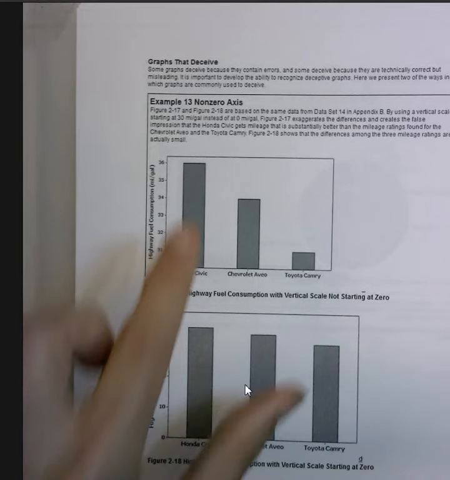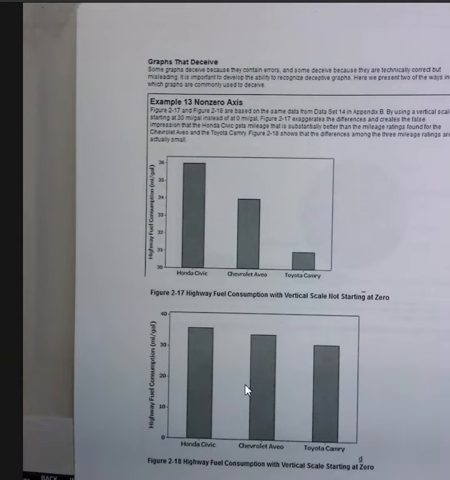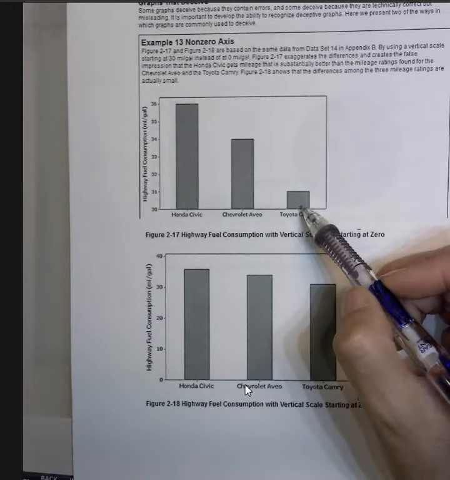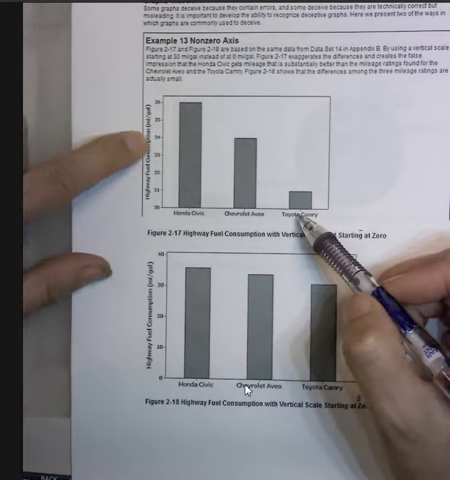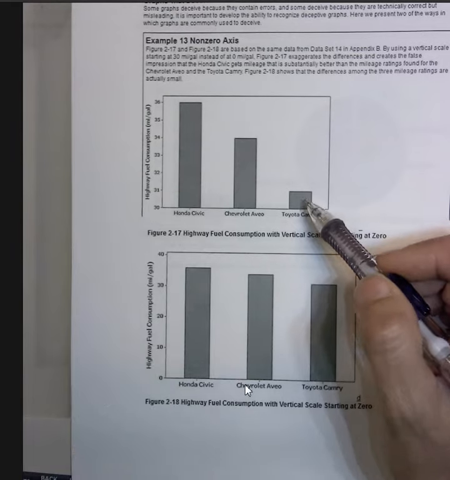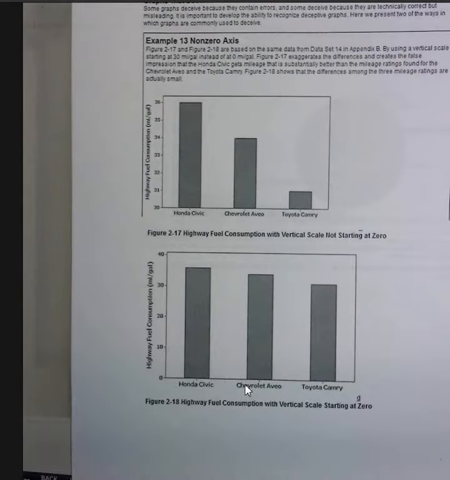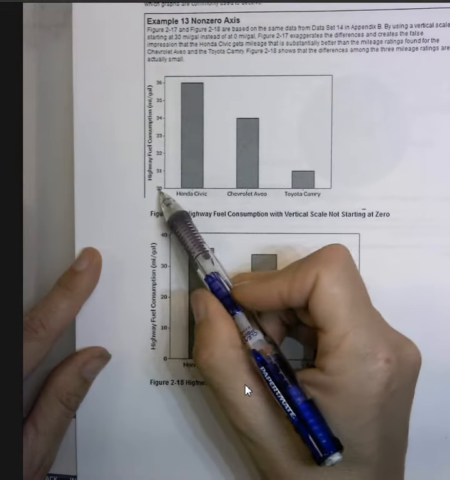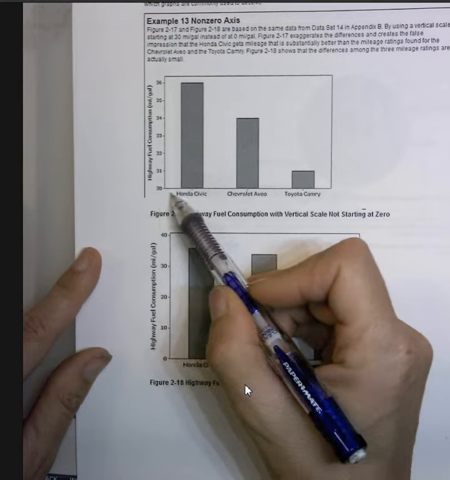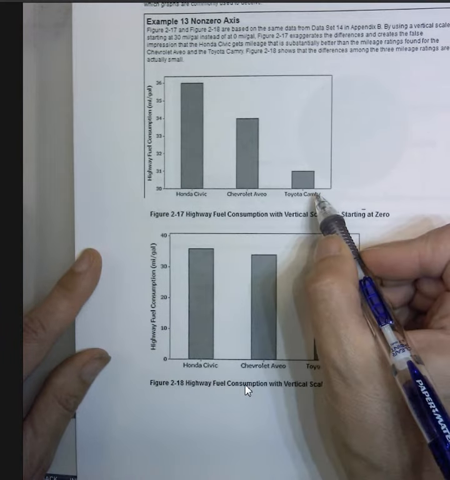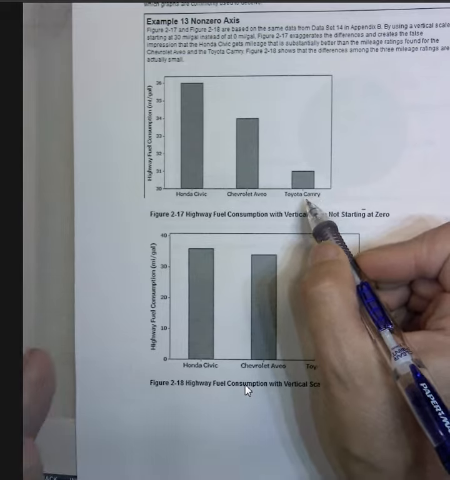Example 13, non-zero axis. When you first look at this graph, you think, oh my gosh, whatever they're measuring, Toyota Camry, this is highway fuel consumption. You'd think the Civic uses way more gas than the other two types of cars. But notice that they're starting the graph at 30, right? All of them get more than 30 miles per gallon. So it's not zero at the bottom.